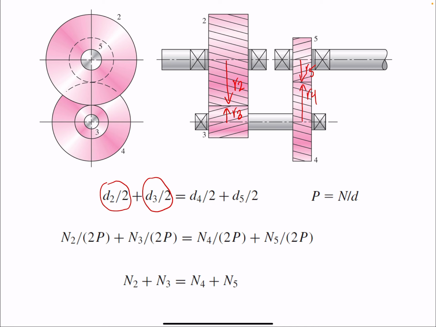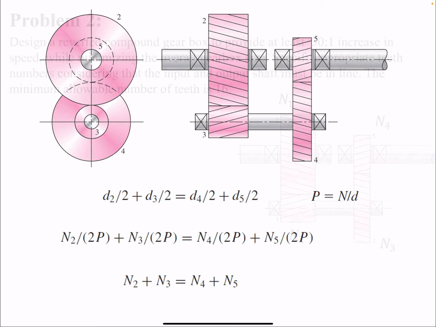But we know that the diametral pitch is N over D. If we assume the diametral pitch for this set of gears is the same as for this set of gears, which does not have to be, since gears 4 and 5 are in mesh and 2 and 3 are in mesh, so they don't have to be the same. But if they are the same, then if I plug in the values here instead of diameter, I can get the ratio for number of teeth. So the number of teeth for 2 and 3 should be the same as the number of teeth for 4 and 5.